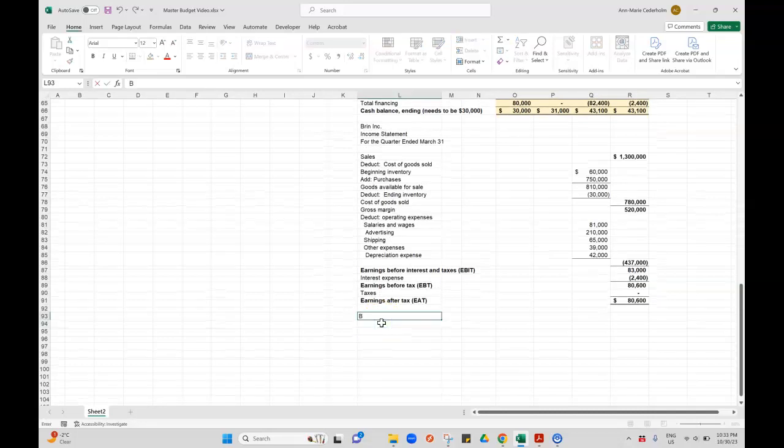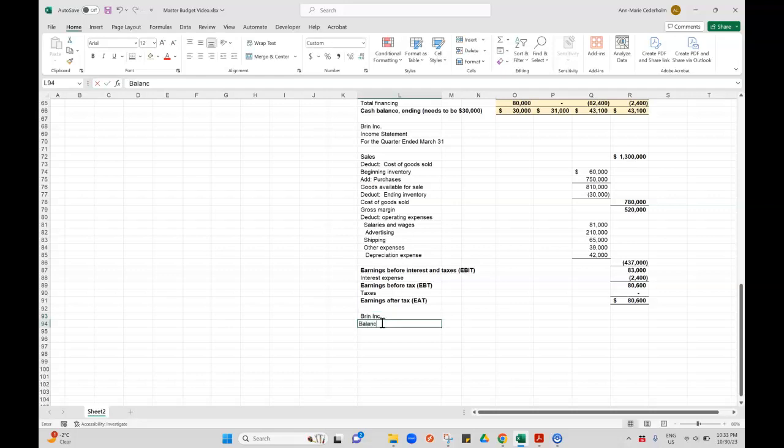Okay, so I'm going to go Brin Inc. balance sheet, and this is as at March 31st. So I'm just reporting the March 31st numbers. So I'll start out with my assets, and I want to do a classified balance sheet. So I'll list my current assets first.